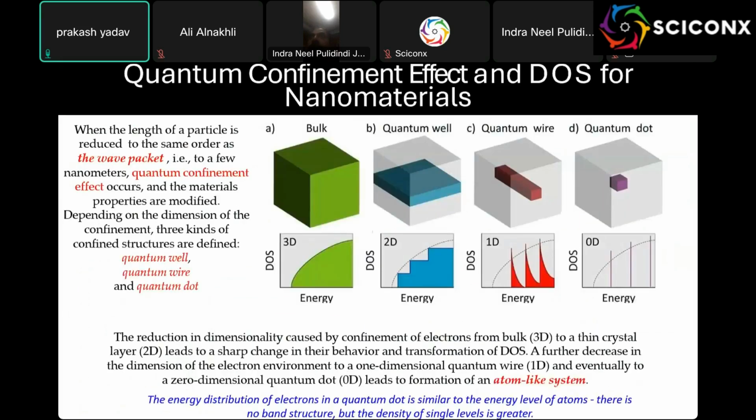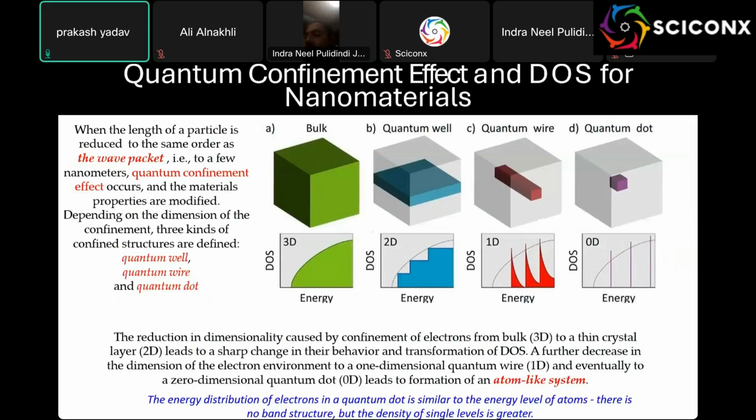This is the quantum confinement. This is another property of quantum confinement. When the length of the particle is reduced to the same order as the wave packet, quantum confinement occurs. In this image you can clearly see quantum wires and quantum dots are the examples, and their corresponding dots are presented.